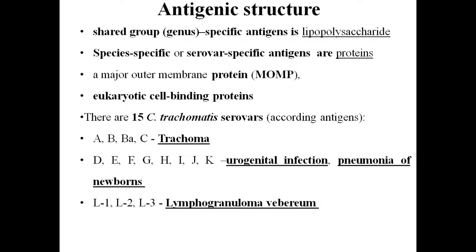What about antigens? They have antigens such as the shared group or genus-specific antigen. It is lipopolysaccharide. It is a group-specific antigen that is the same within one genus. And then there are species-specific or serovar-specific antigens. These are proteins. They are present just in chlamydia of one species or one serological variant. They also have major outer membrane protein and eukaryotic cell-binding proteins.